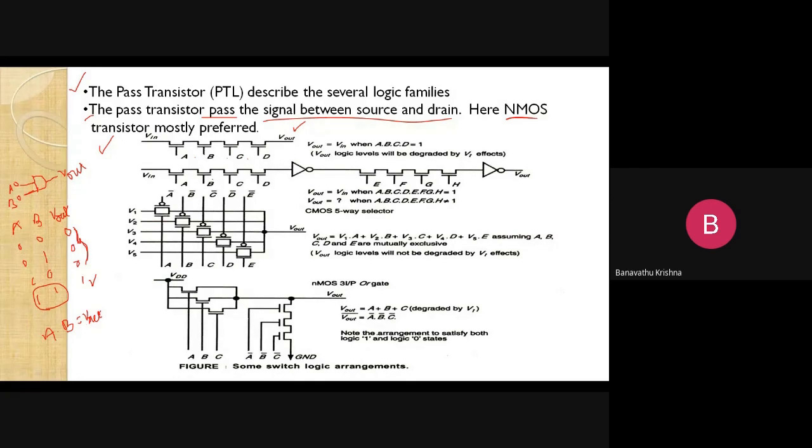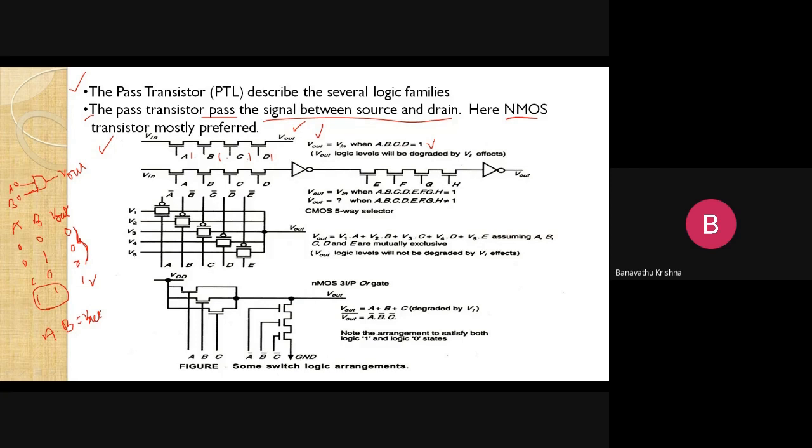Likewise here, V out equals V in when A dot B dot C dot D equals 1. So when A is 1, B is 1, C is 1, and D is 1, in all these cases, then only we get the output response. The product of all these is considered as the V output. V out equals V in only when A dot B dot C dot D equals 1.